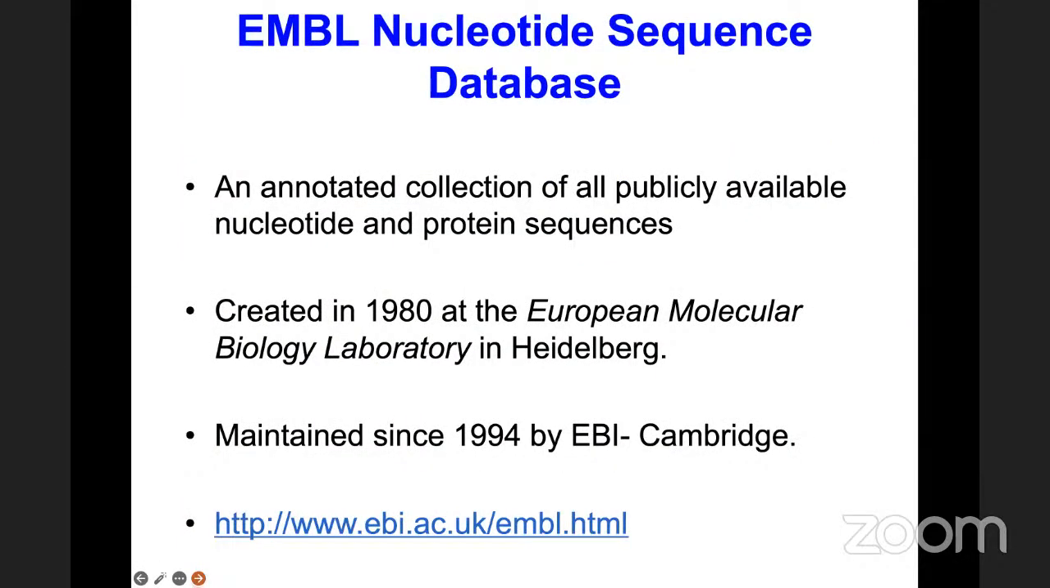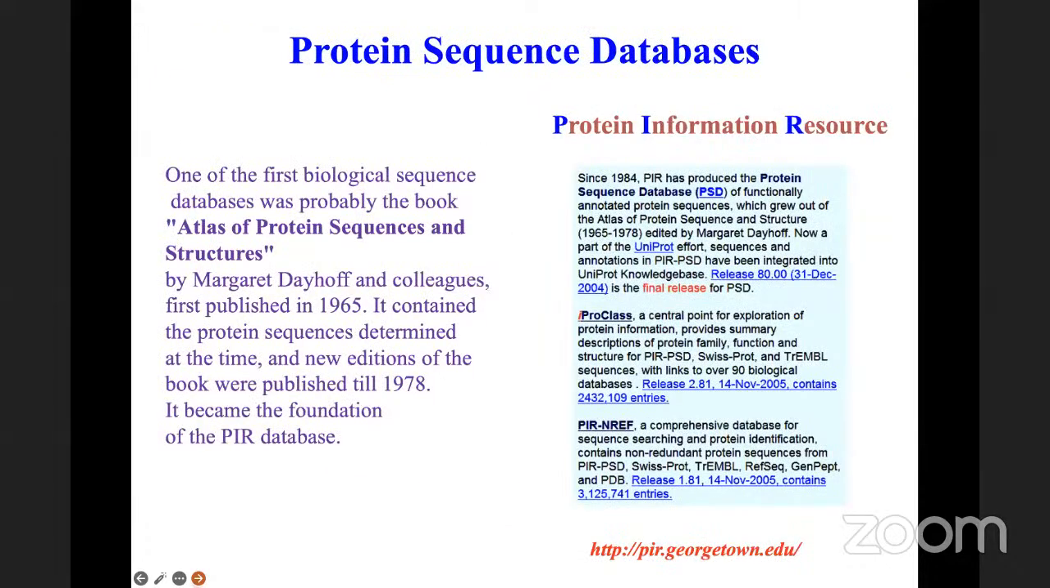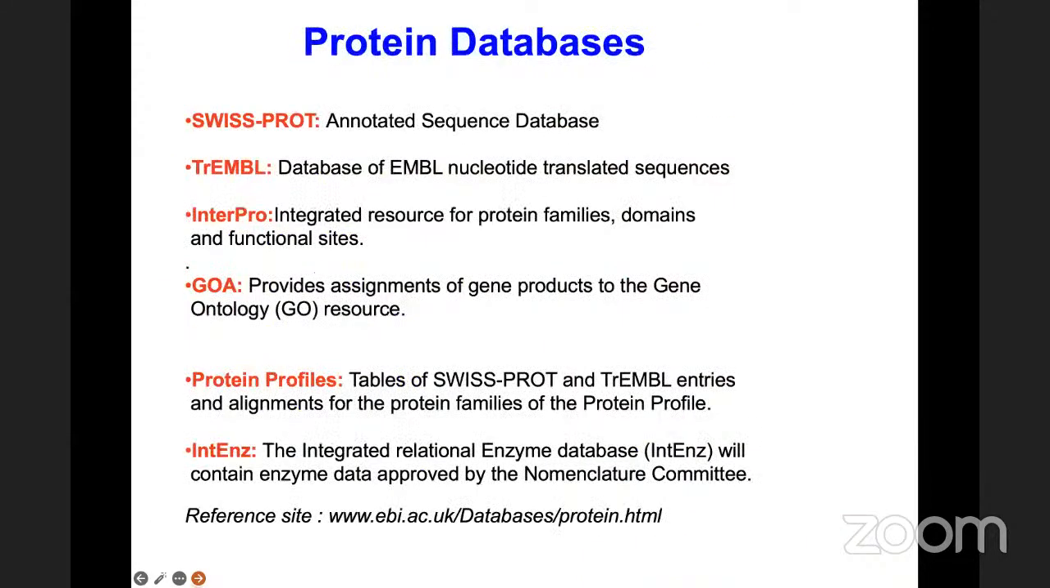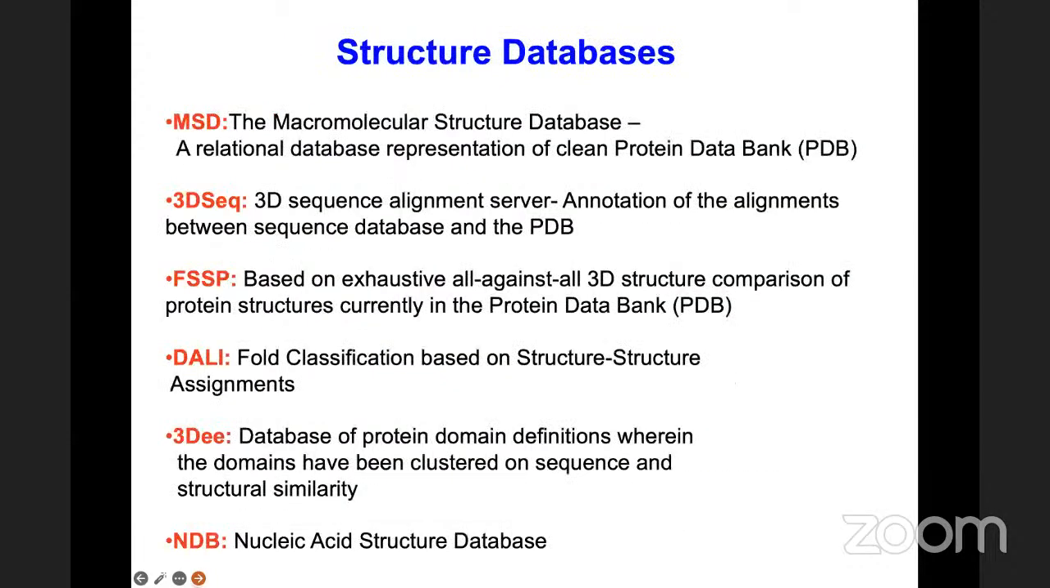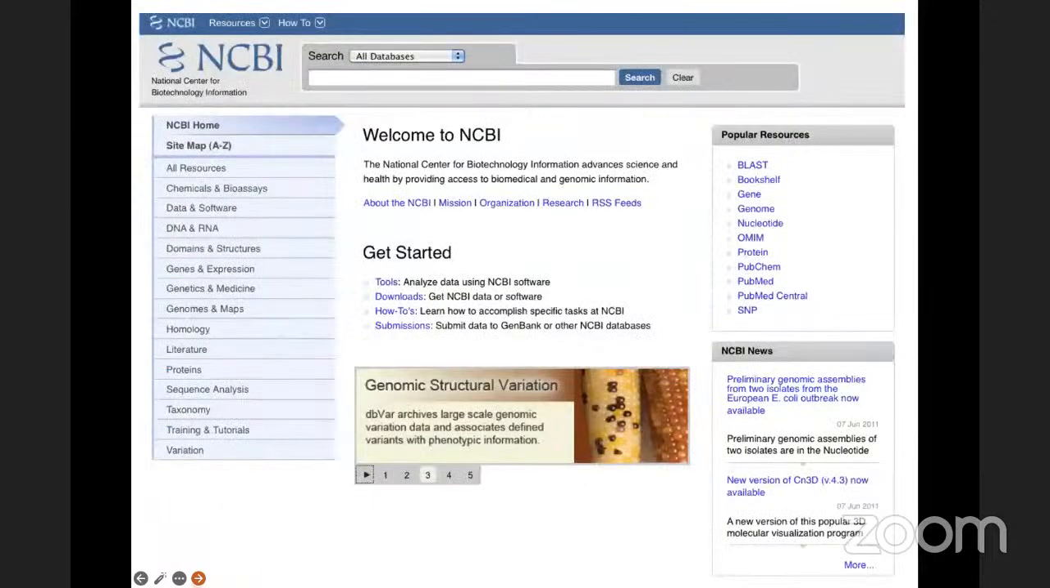So I'm not going to talk much about the type of databases. Okay, DDBJ stands for DNA Data Bank of Japan. Now coming to the protein sequence, PDB, SwissProt, TrEMBL, they are the different protein databases. You can have a Google search and you will know about it. And for structure, there are a number of structure databases, but PDB, MSD and NDB are widely used. DALI is also a good database. This is an example of literature databases like PubMed, PubMed Central, OMIM, I have already told you.